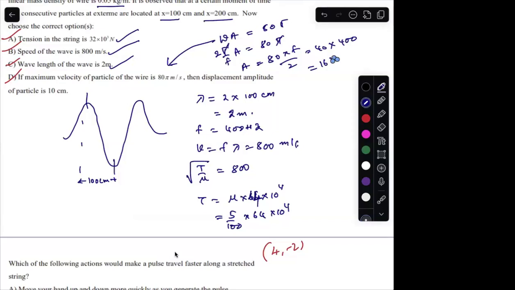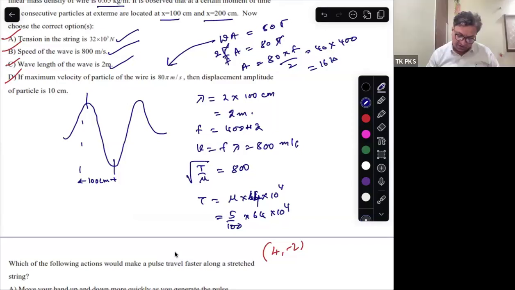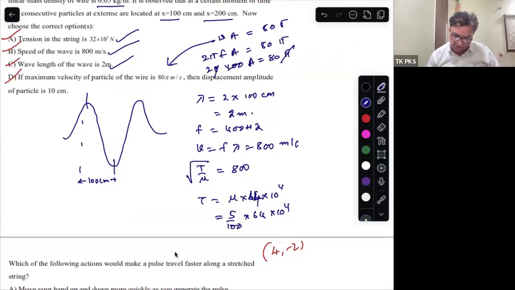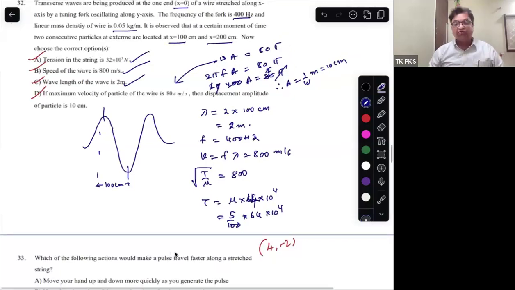2 pi F, right. 2 pi F. Thanks. Omega A, 2 pi F. A is 80 pi. 2 pi F, 400. A is 80 pi. Pi cancel. Therefore, amplitude is 1 by 10 meter or 10 centimeter. Absolutely correct. This you can pack out.